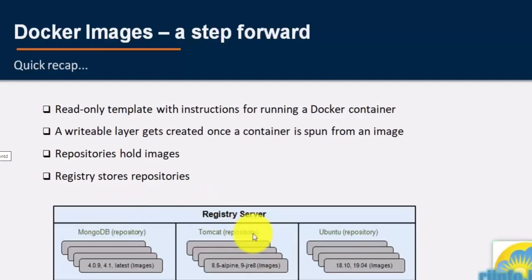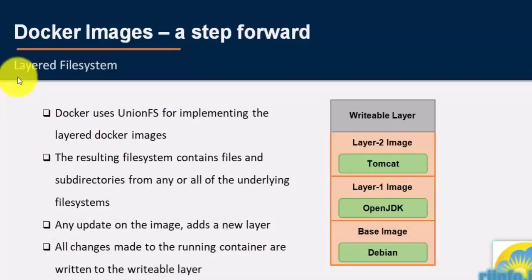Let's understand the layered file system of the images. A Docker image is made up of file systems layered over each other. As we have seen earlier, it uses UnionFS as the file system service. It allows several file systems to be mounted one over the other but appear to be one file system. The resulting file system contains files and subdirectories from any or all of the underlying file systems. Docker calls each of these file systems images.